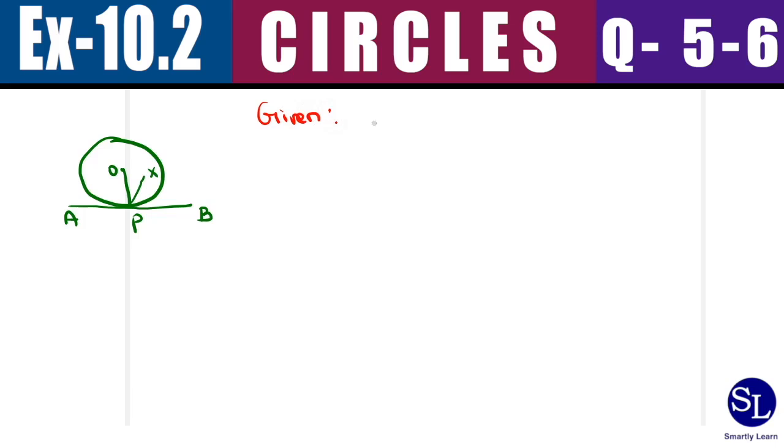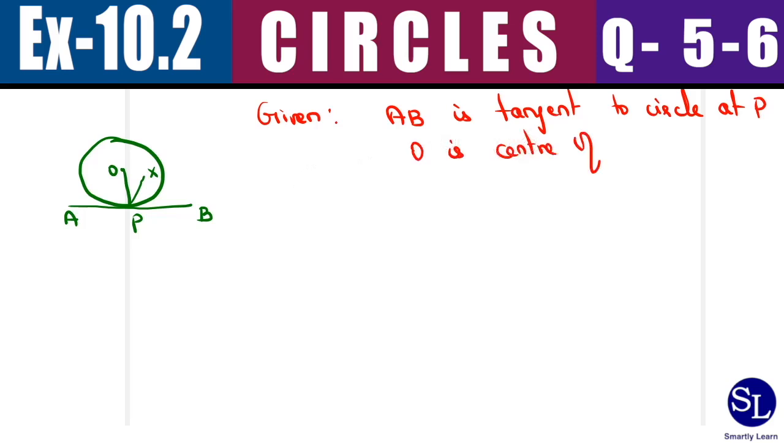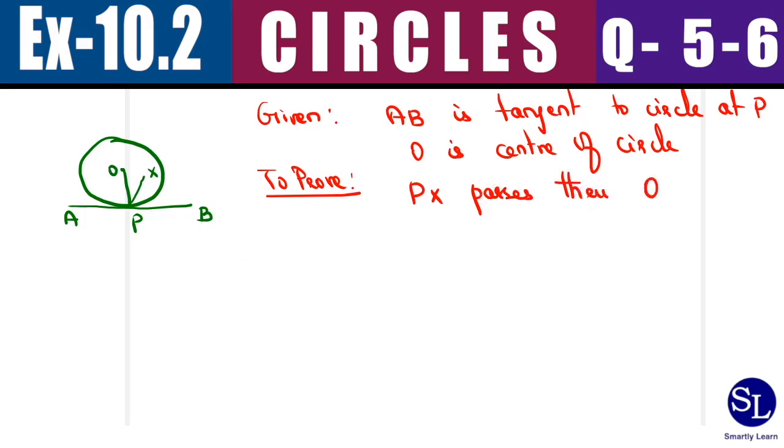So what is given to us is AB is tangent to circle at P. So this is a point of contact that we have given. O is going to be the center of the circle. So O is center of circle. Now that this is listed to us, we are going to prove that PX passes through O. That is what we need to prove. So let's see how to go about that.